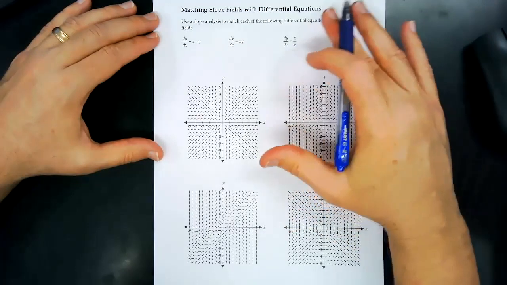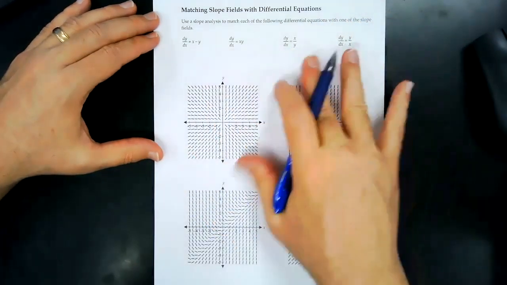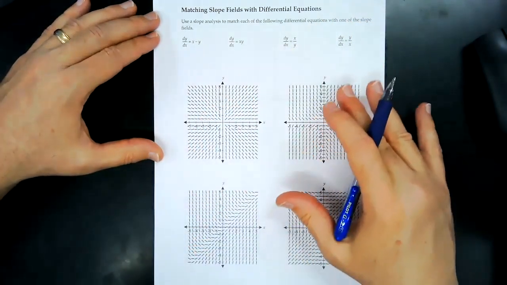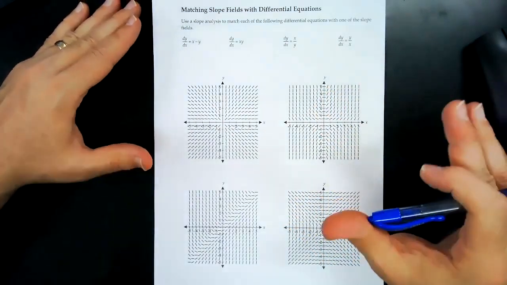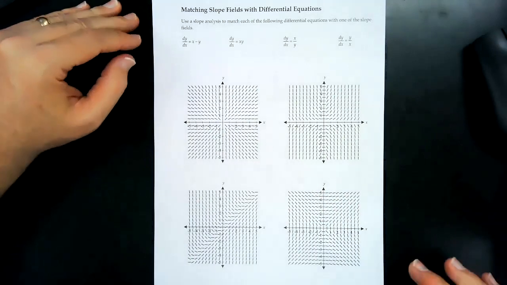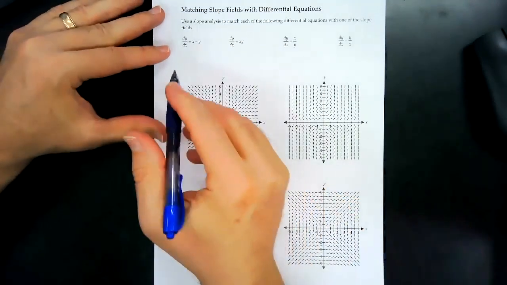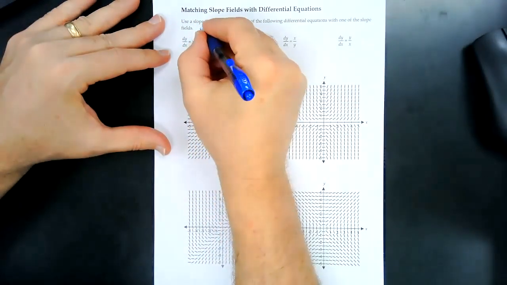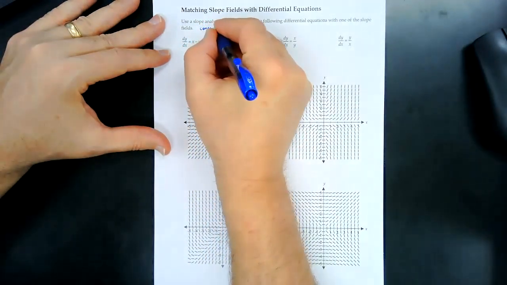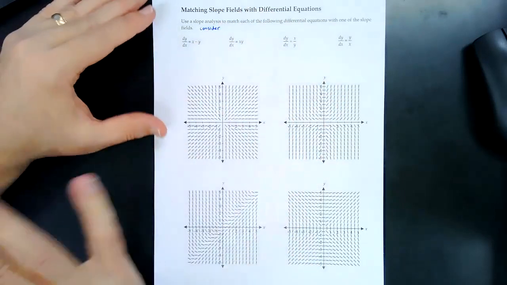So now we're going to do matching the slope fields. We have 4 differential equations and 4 graphs, and we're going to match them. Very similar to what you're going to do on Delta Math, but I'm going to grab a couple problems on Delta Math to help us understand this. Okay. So some things to think about. We want to consider a few things, and let me write this. There's not one way to do this.